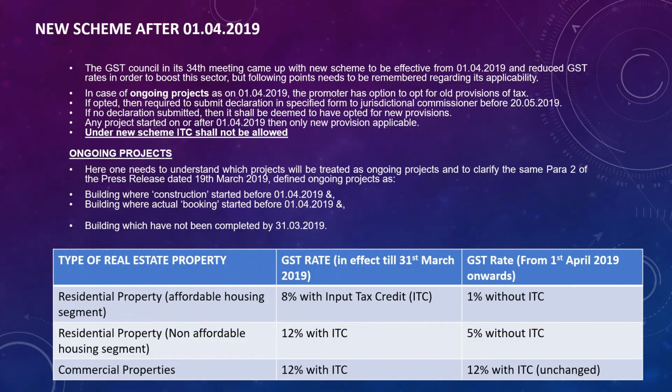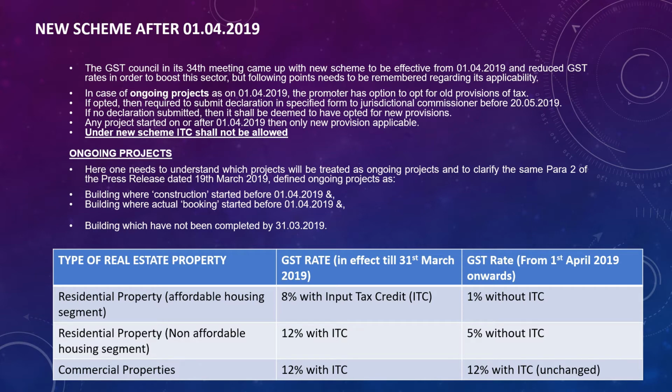And now coming to the new scheme, the GST Council, as we discussed, it came from new scheme. It reduced the GST rates in order to boost the real estate sector. But the following points need to be remembered regarding its applicability. In case of ongoing projects, as on 1st April 2019, the promoter has the option to opt for old provisions of tax. If opted, then required to submit declaration in specified form to Jurisdictional Commissioner before 20th May 2019. If no declaration submitted, it shall be deemed to have opted for new provisions. Any project started on or after 1st April, then only new provision are applicable.